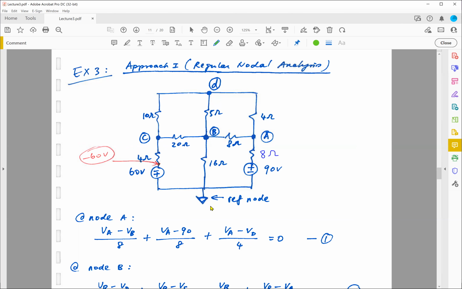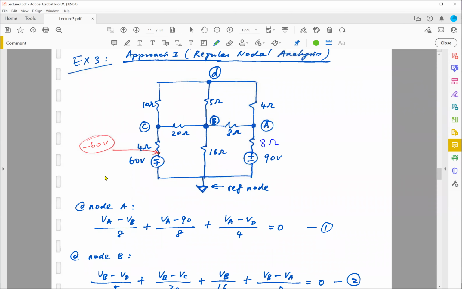So first of all, we need to assign our ground reference. I'm going to choose this here as my ground reference, and I need to name my unknown node voltages first. So I have node VA, VB, VC, and VD. This over here is not strictly speaking a node, right? Because this is 0. This has nothing to do with node VA, VB, and VC. So this is my reference node which I picked.